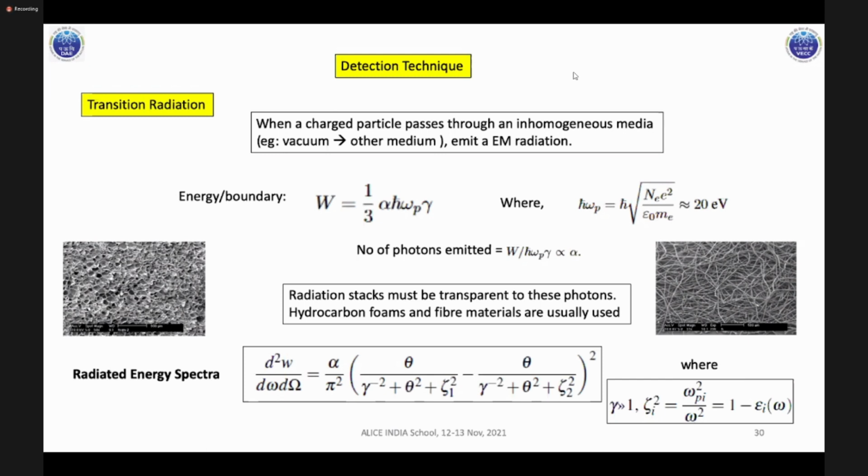And I have given two pictures. These are the materials which have been used in the transition radiation detector in ALICE. I will come to it later on. Well, the left side is a kind of foam, and the right side is a kind of fiber, polyethylene fiber.